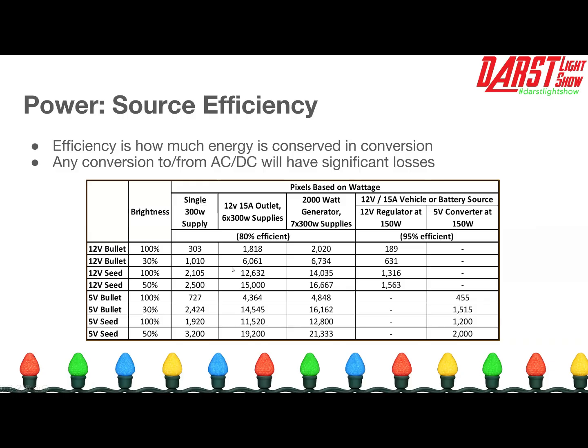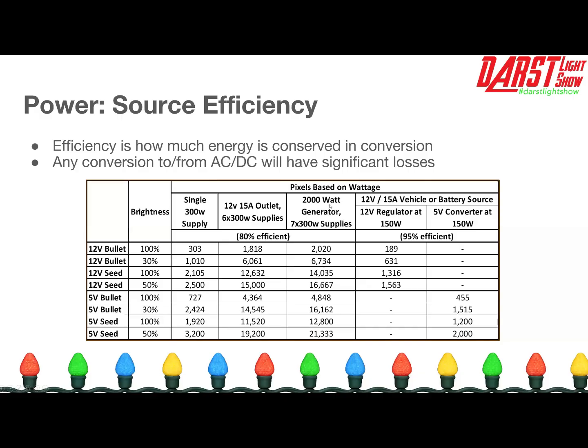When you scale that up, if you had, say, a 15 amp outlet at your house, you might have 6 300-watt power supplies, and again, about 6,000 bullet pixels or about 12,000 seeds. Now, can you run more than 6,000? Sure. You're not running full white 100% all the time. But again, we're talking safe limits here, or conservative limits.